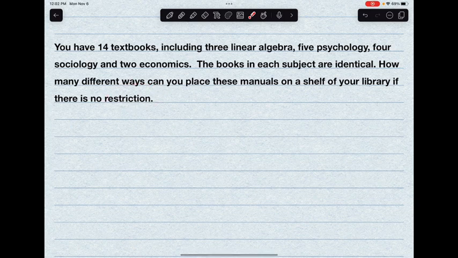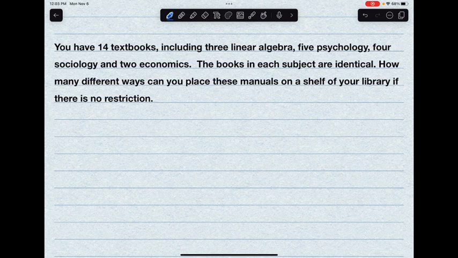Okay, so here again we have another question for the formula we just talked about. We have 14 objects, 14 books, and 4 groups. Okay, the books in linear algebra, psychology, sociology, and economics. And we have, for example, 3 linear algebra books, and these 3 are identical. They're exactly the same. Okay, there's no difference here. And the same happens for sociology, psychology, and economics. So we are using the same formula as the last 2 questions.